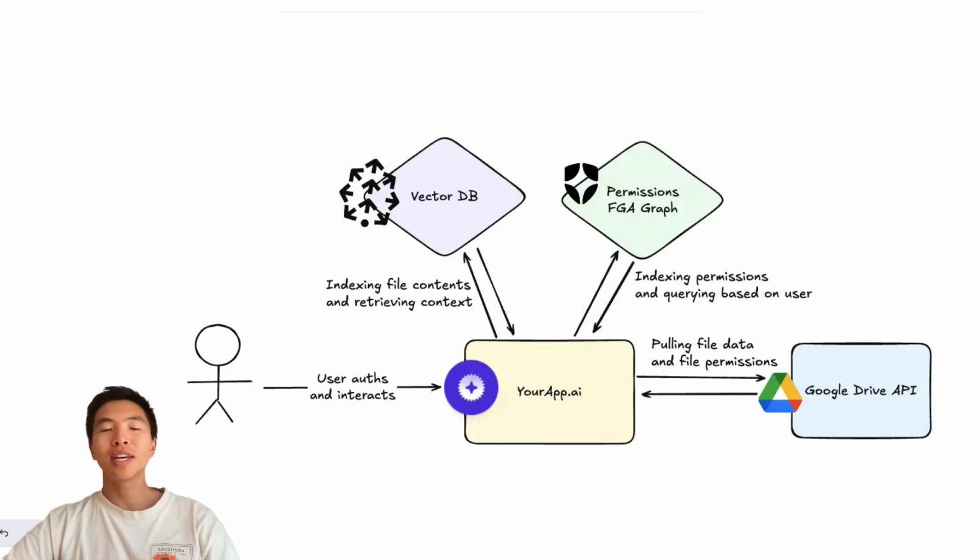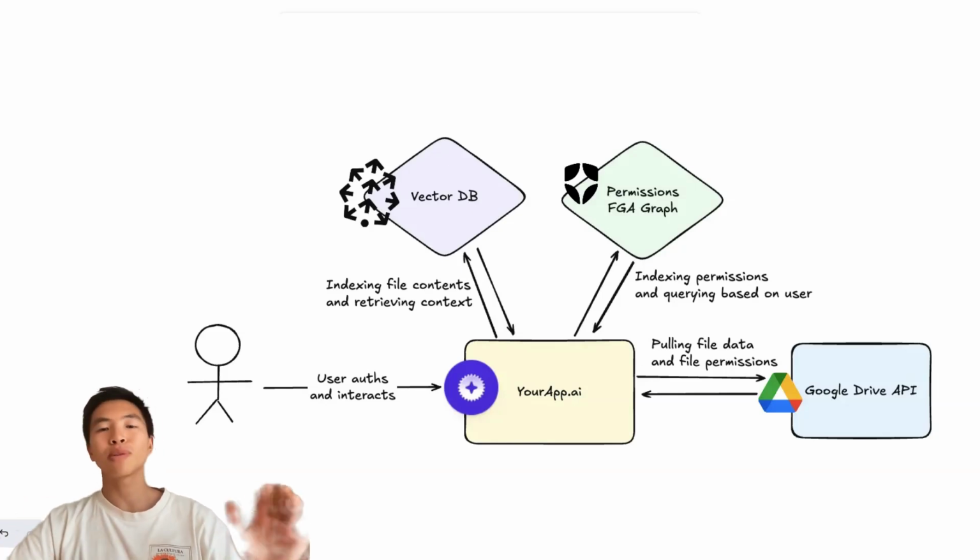Let's do some level setting and talk about what we'll be building today. We'll be building our yourapp.ai application. Users will authenticate to yourapp.ai and then also be able to authenticate into their third-party data sources like Google Drive. From there, we can start using the Google Drive API to pull file data as well as file permissions for each file in their Google Drive and index the data to our vector DB, Pinecone in our case, for RAG retrieval, and index our permissions graph to make sure that all of our file permissions are stored there.